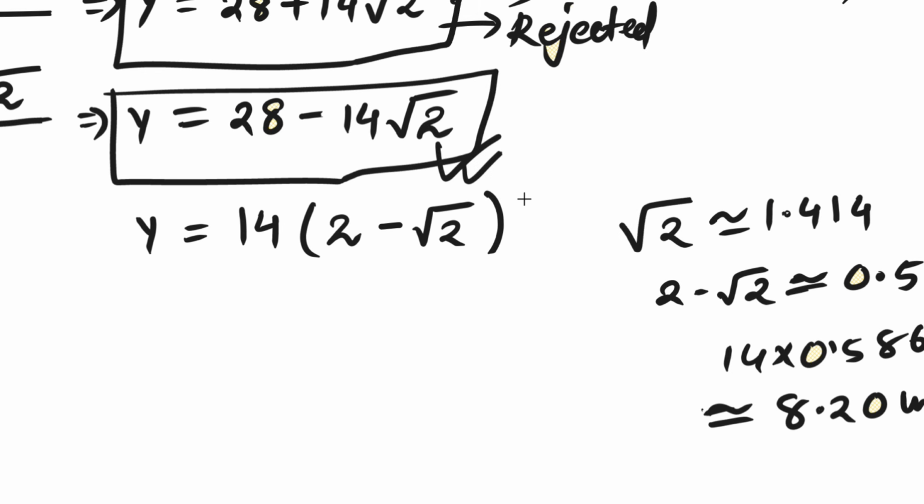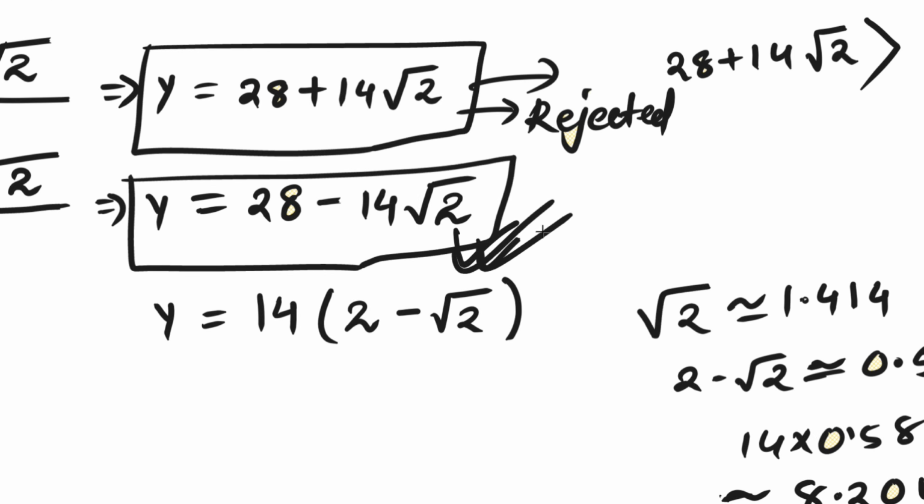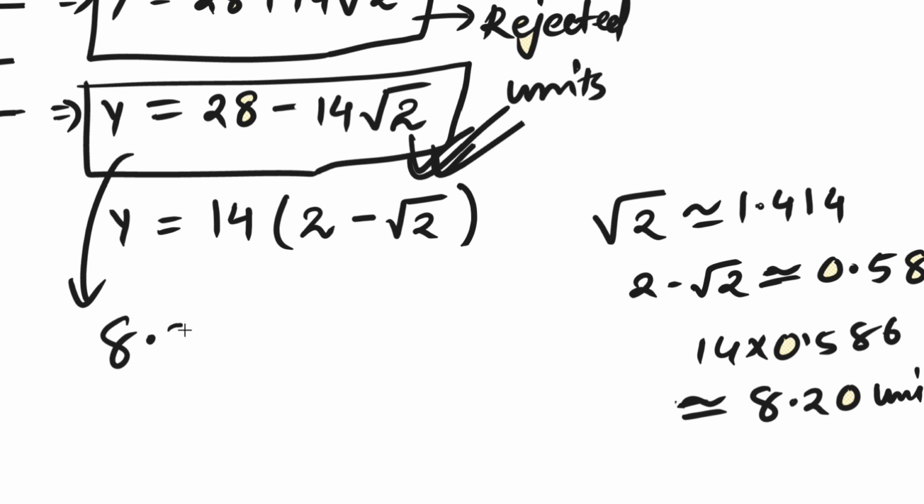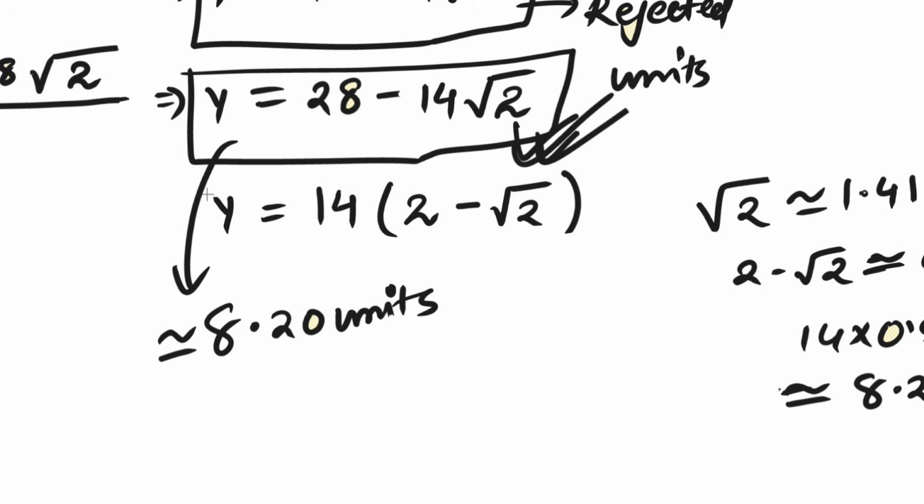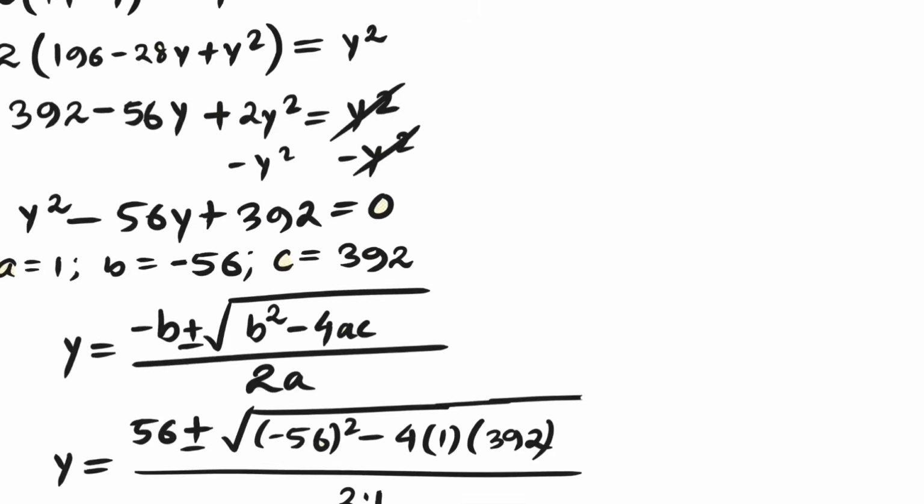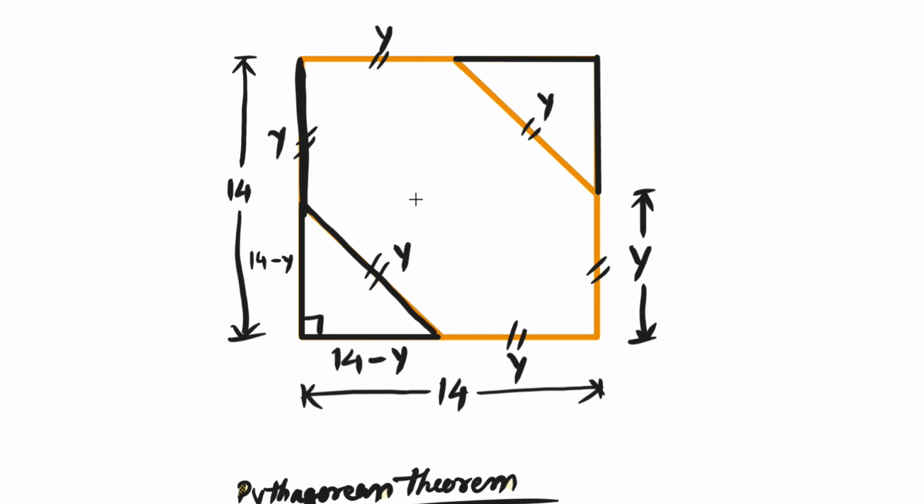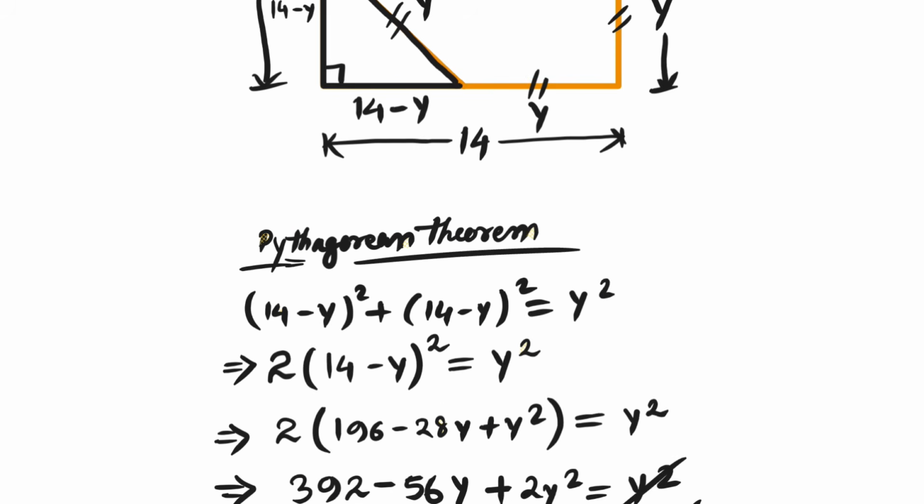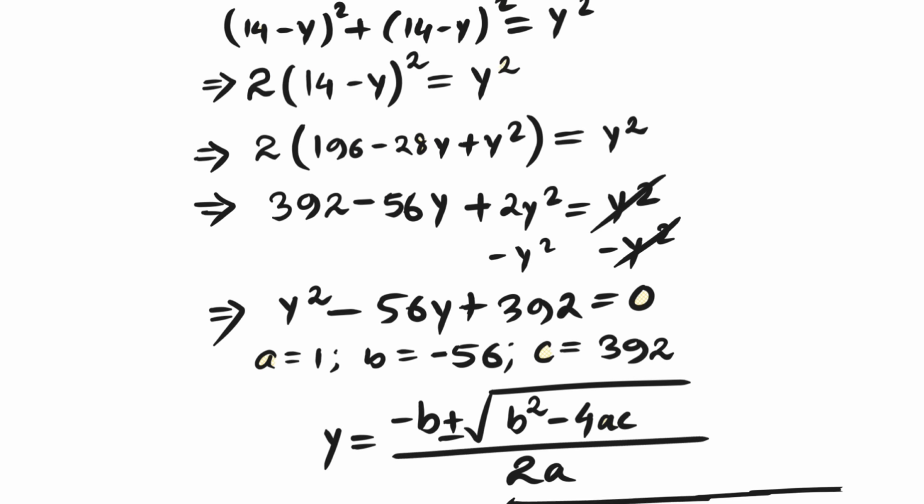Therefore, the length of every side of the hexagon is 28 minus 14 multiplied by the square root of 2 units, which is approximately 8.20 units. So the key idea was to isolate that corner right triangle, recognize that both of its legs are 14 minus y, recognize that its hypotenuse is y, and then use the Pythagorean theorem to turn the geometry into a quadratic equation.